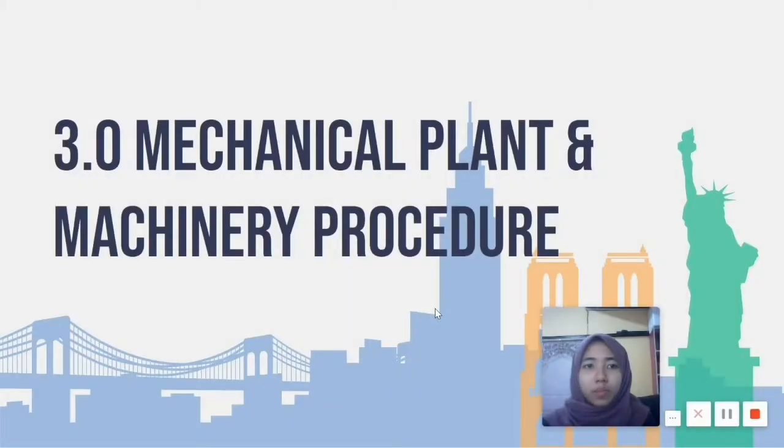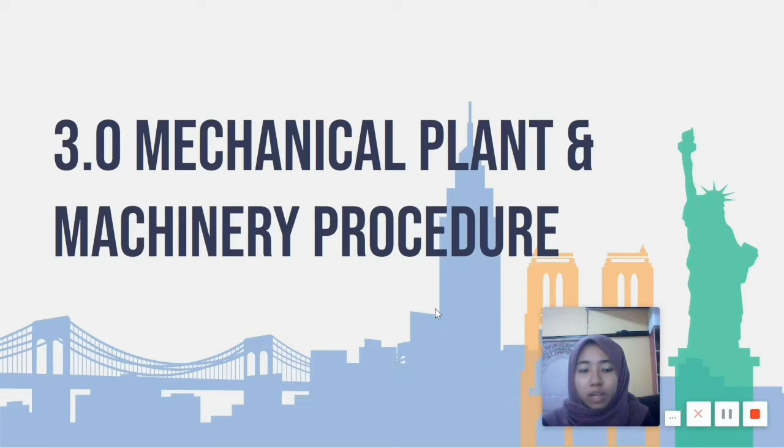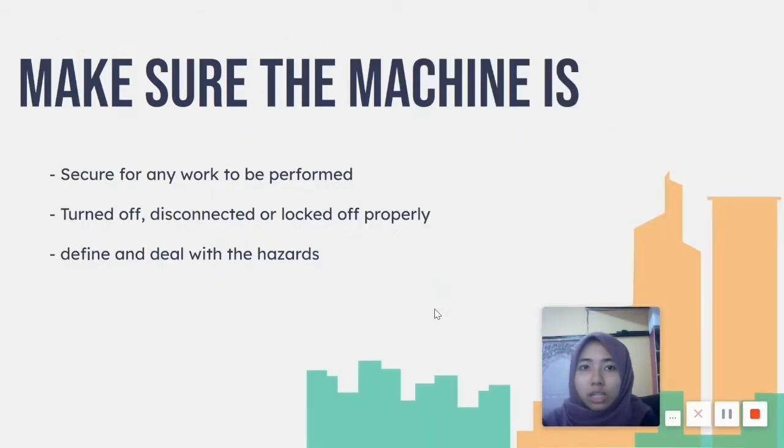Assalamualaikum. My name is NASUHA. I'm going to present about mechanical plant and machinery procedure. First, we need to check that the system is complete and equipped with all the precautions and free of error. Then we need to ensure every static machine has been installed properly and is stable. Then we choose the right machine for the job and do not put any machine where customers or visitors can be exposed to the risk.